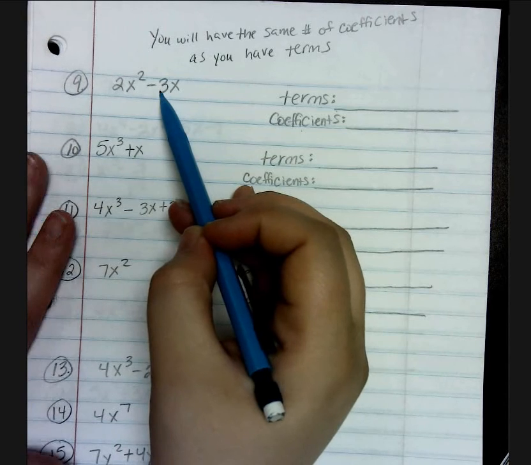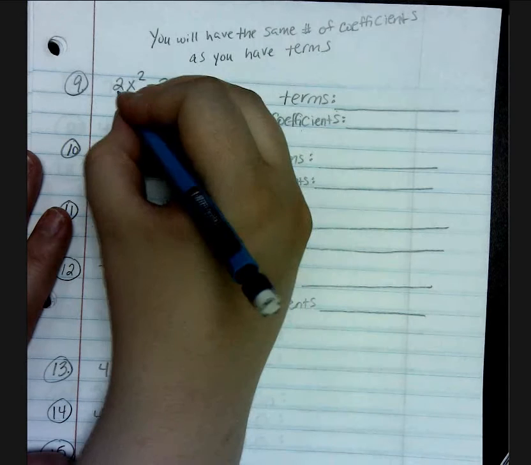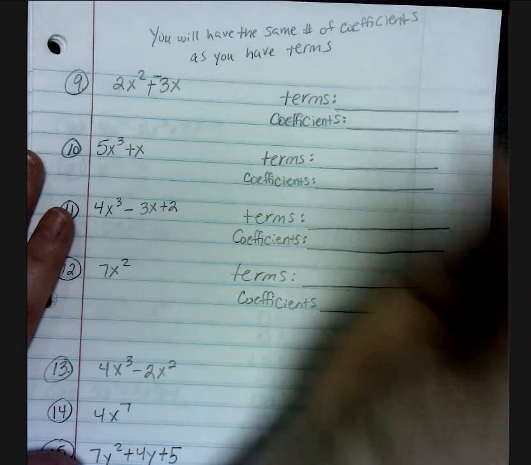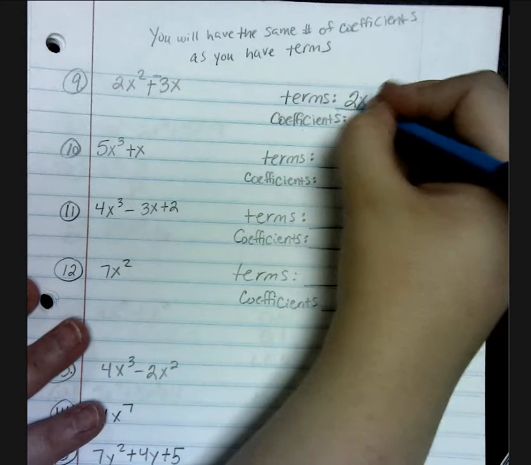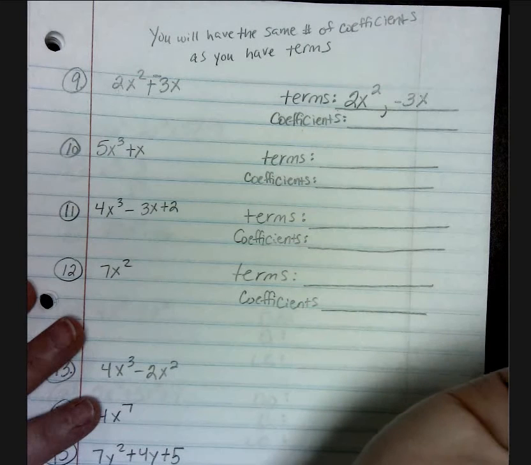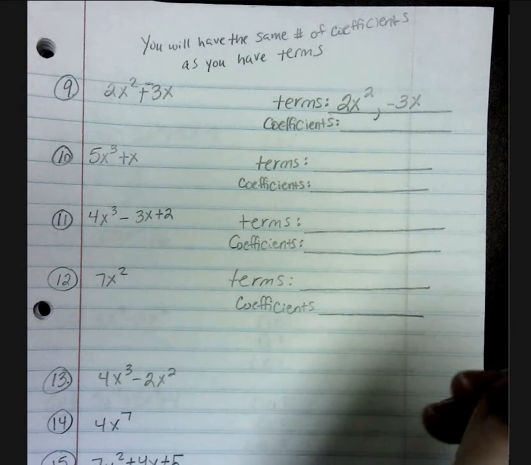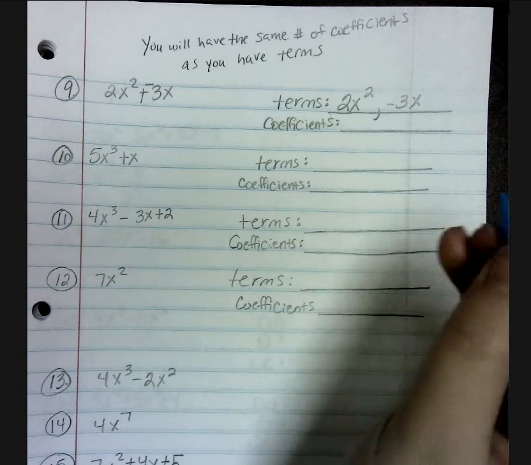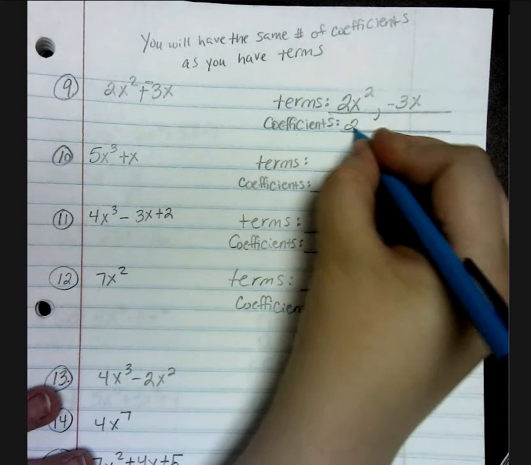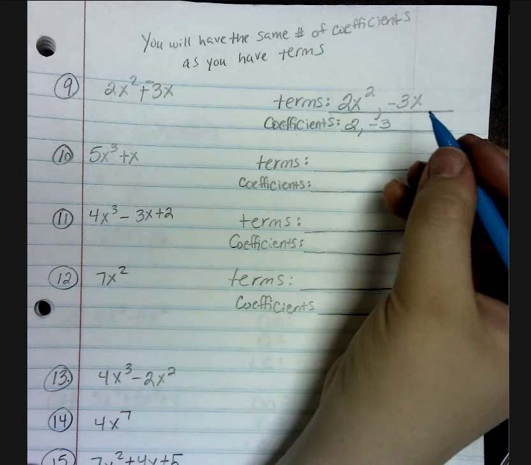So if terms are separated by addition signs, well then we can do keep, change, opposite. So we know our two terms are 2x squared and negative 3x. Remember, when you are listing terms, you separate them by either those slash marks or the commas. And your coefficients, so the numbers in front of the x squared and the x, would be 2 and negative 3. Be careful not to forget that negative in there.